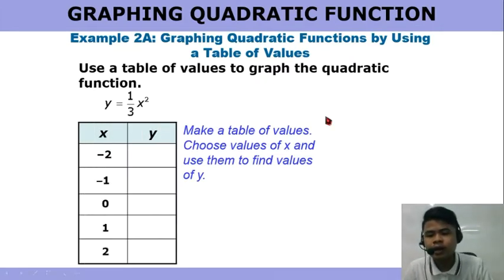Okay, we can write the x values here. 0 yung gitna, negative 1 yung sa taas, at negative 2 sa taas ng negative 1. Then sa baba, positive 1 and positive 2.